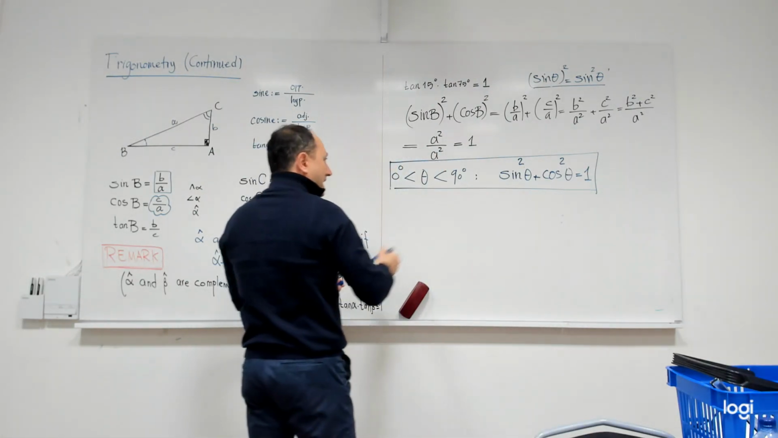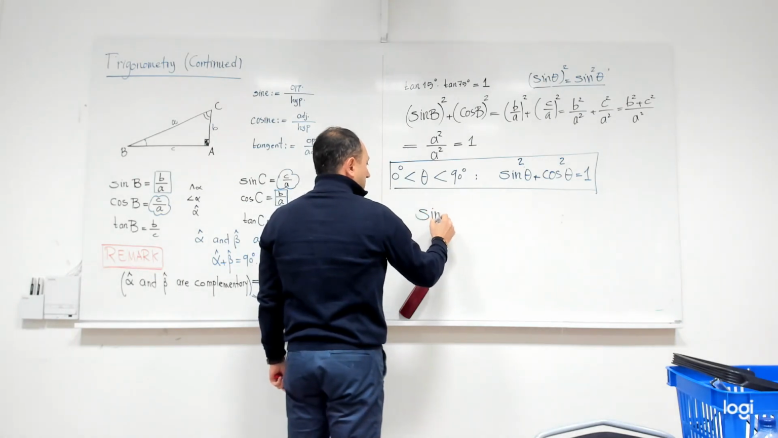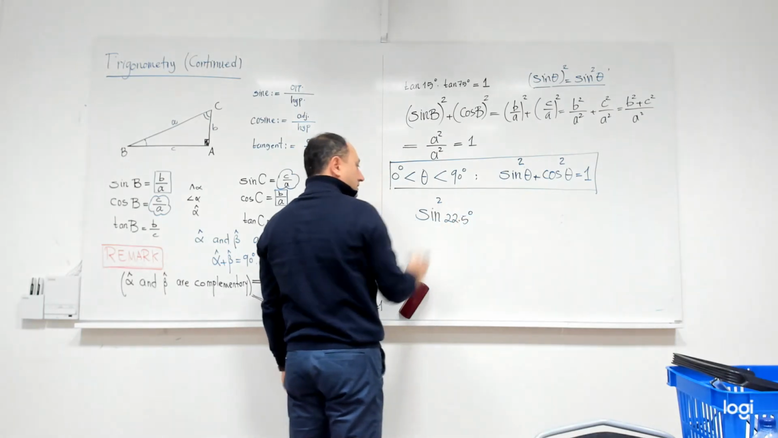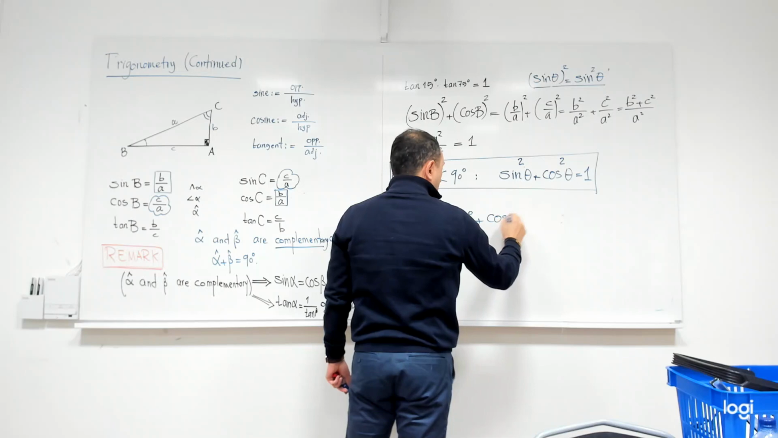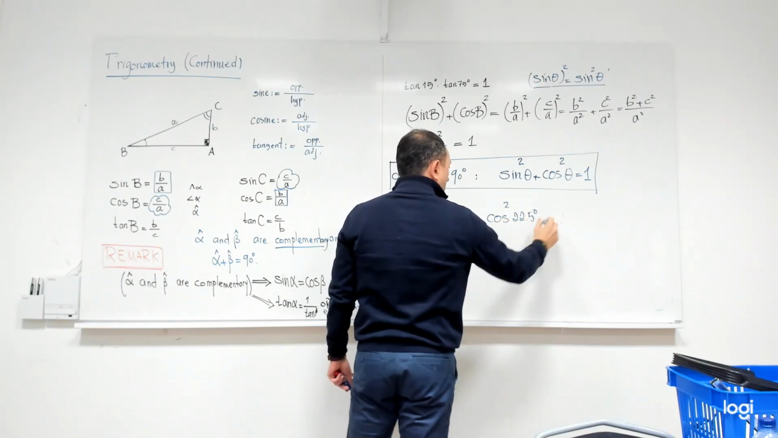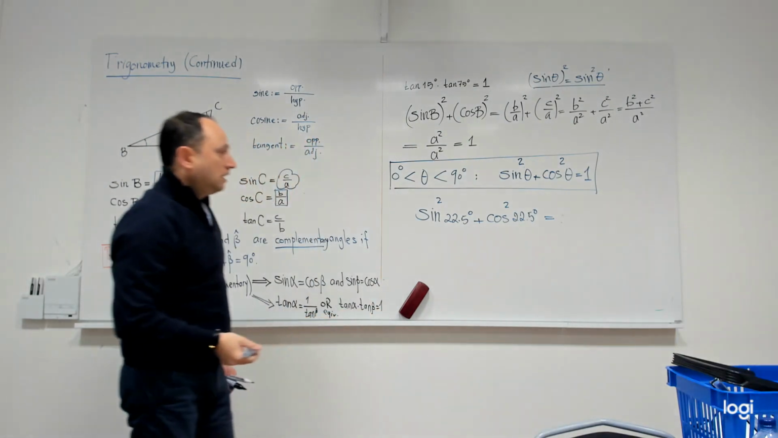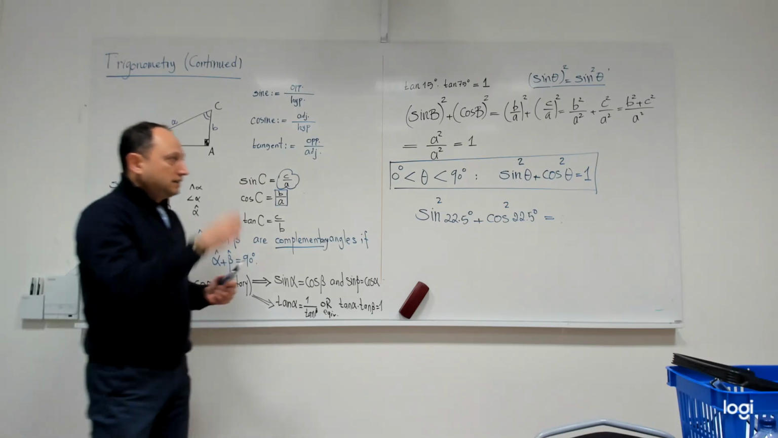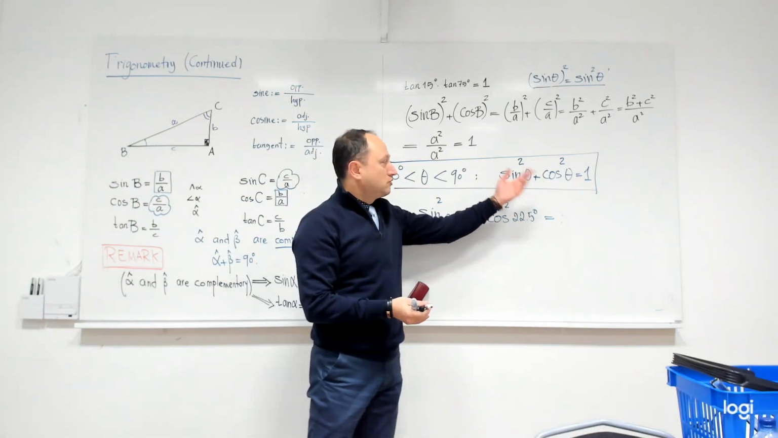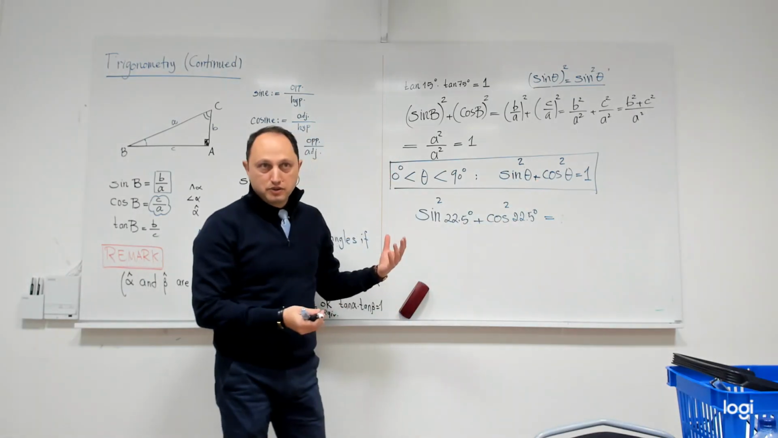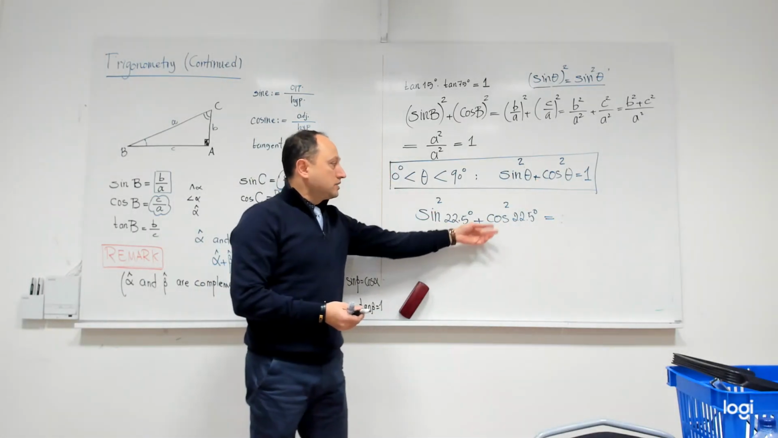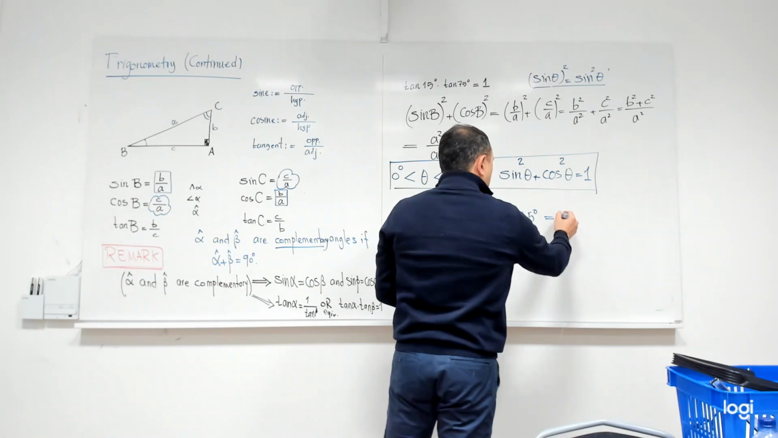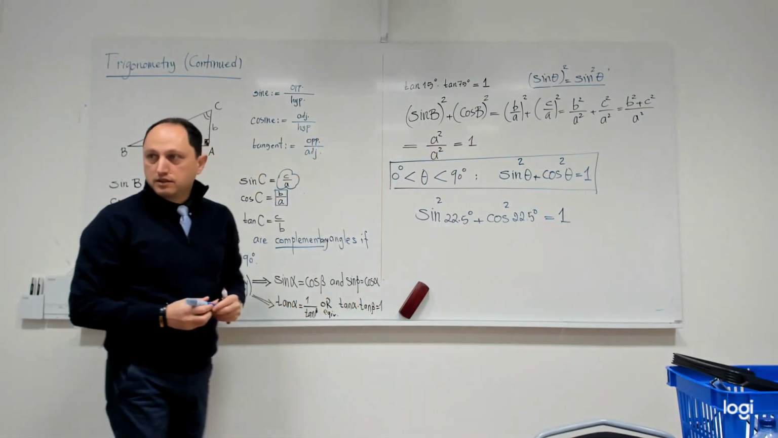For example, if I ask you what is sine squared of 22.5 degrees plus cosine squared of 22.5 degrees, of course I really don't need my calculator. I see that 22.5 degrees is an acute angle, and this combination is very famous. You need to train your eyes to catch this pattern immediately in trigonometry. Sine squared of an angle plus cosine squared of the same angle is equal to 1. I don't need to calculate anything because of that.